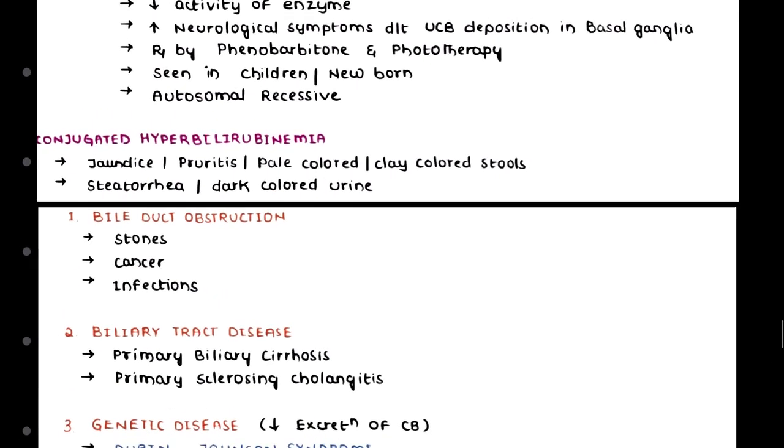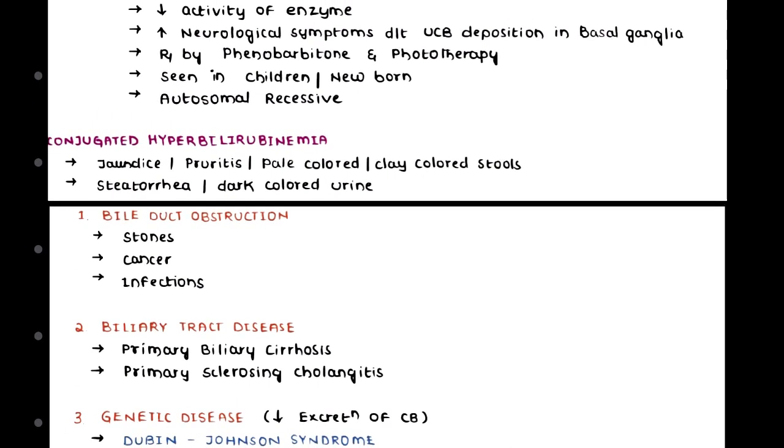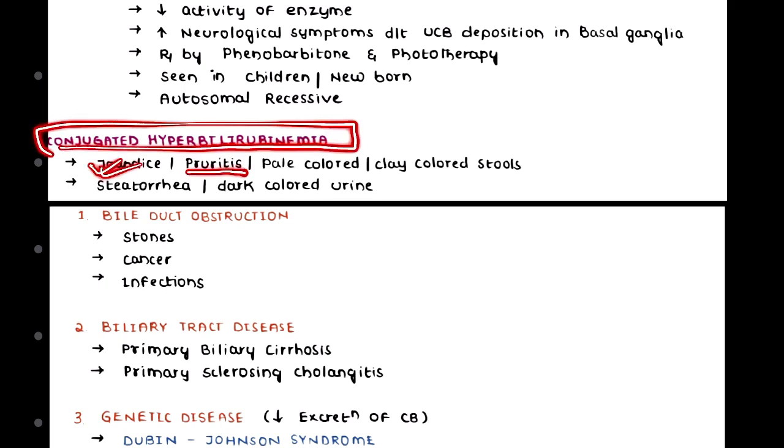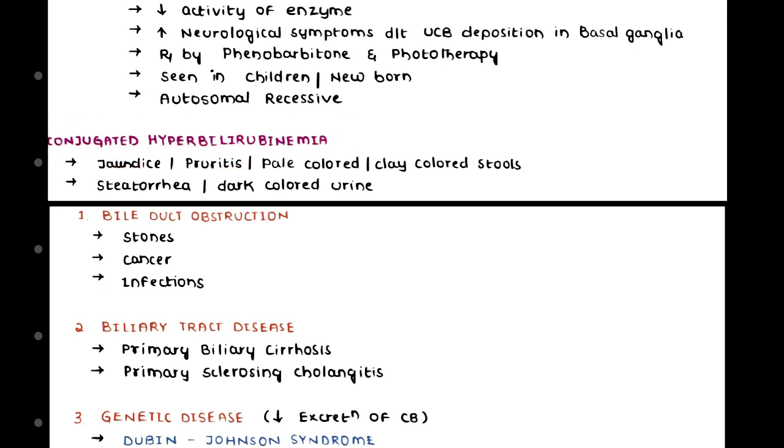What is the result of conjugated hyperbilirubinemia? Obviously jaundice, and we have pruritus. What is pruritus? Skin itching. Since bilirubin has a high volume of distribution, it will reach different parts, our skin, the roots of our hair. It also causes clay coloration, that is, clay colored stool, steatorrhea, and dark colored urine.